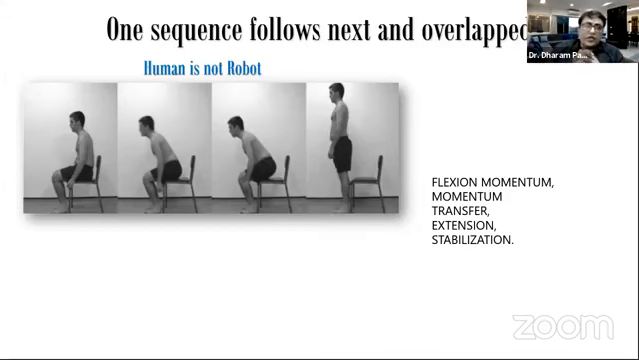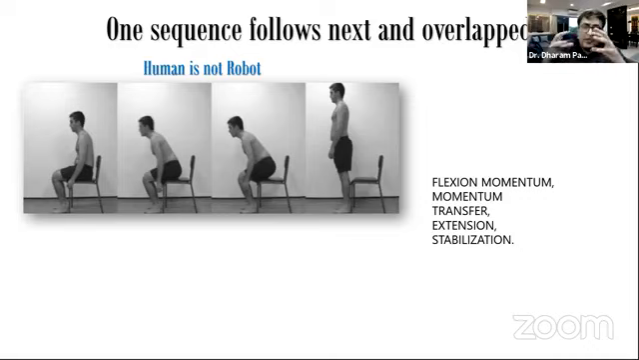Let's have another example. One sequence follows and the next overlaps. Like, a human is not a robot. It has to be a very precise and accurate step-by-step or overlapping sequence of movements, so that it results in a proper, efficient movement, we can say, right?